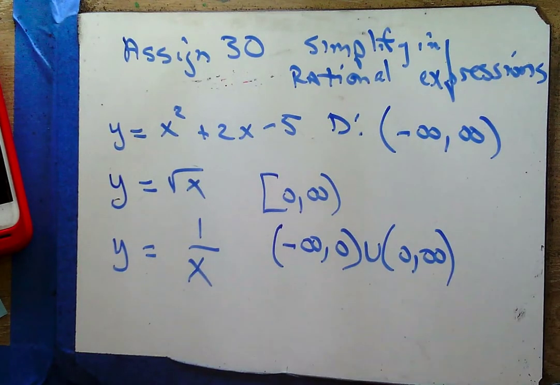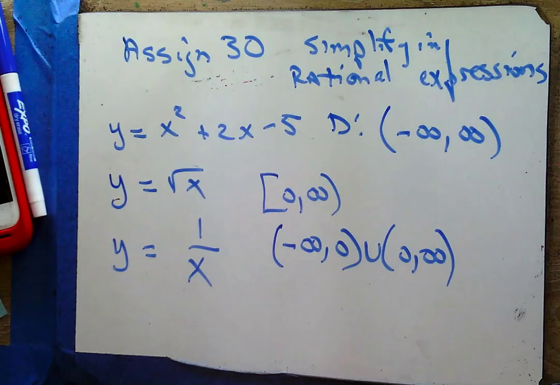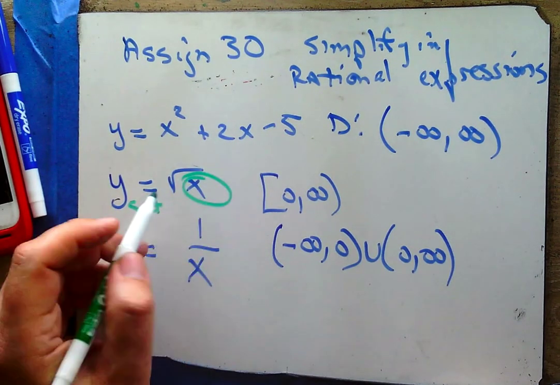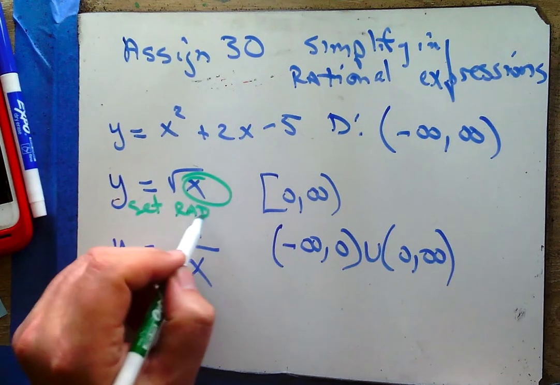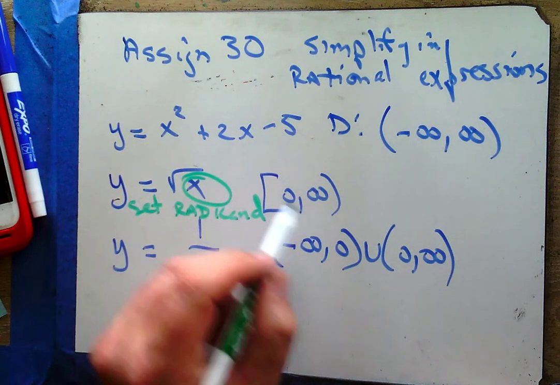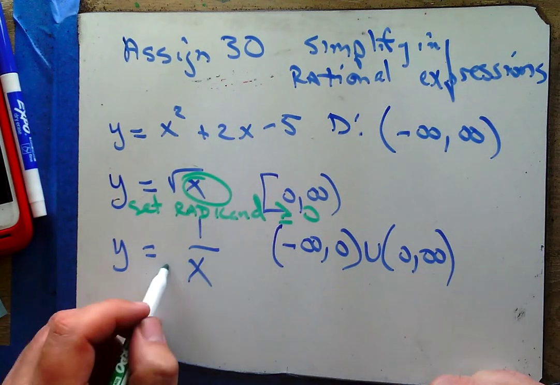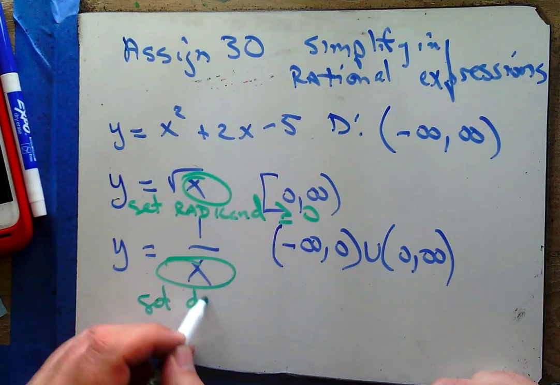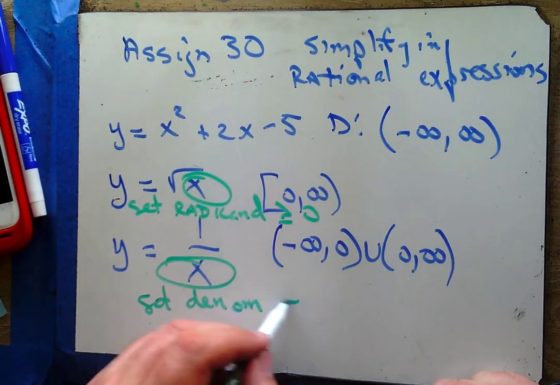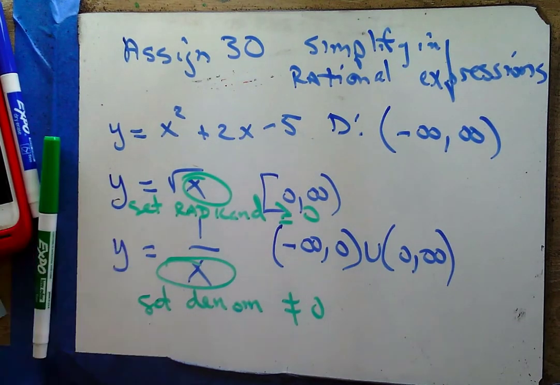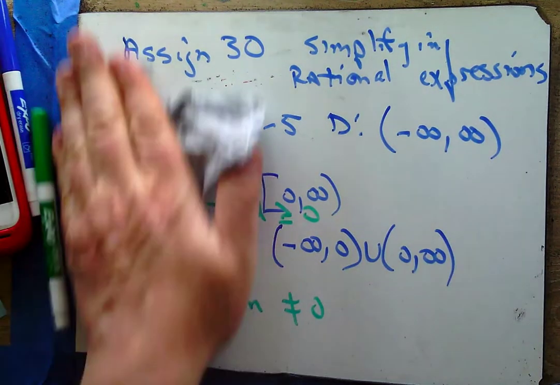Okay? So we said before that we want to set the stuff under the radical, which is called the radicand, greater than or equal to 0 in this situation. And here we want to set the denominator not equal to 0. Okay? Those are our two restrictions that we need to be considering. So let's consider them.